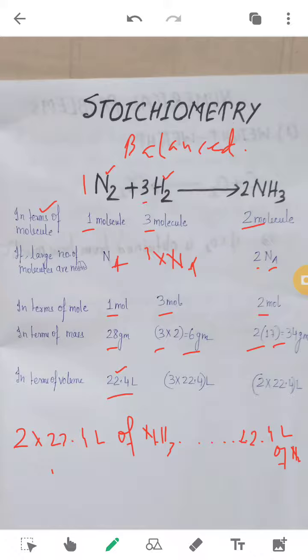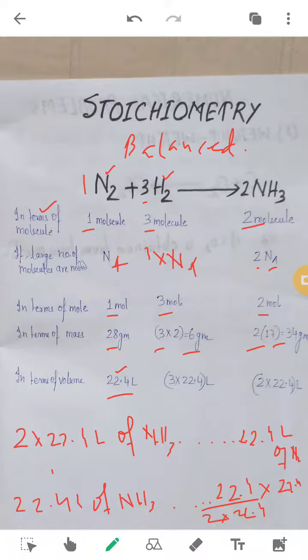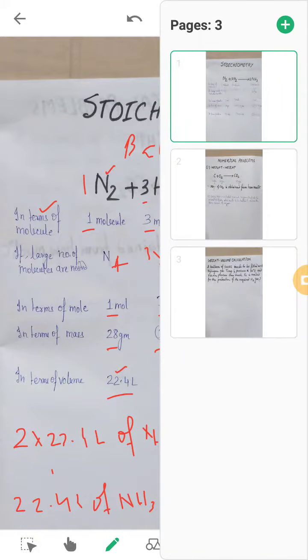And what did I tell you? You require only 22.4 liter of ammonia. So you require 22.4 liter of ammonia, and you want to find out how much nitrogen. So how do you do it? 22.4 divided by 2 into 22.4, as told, unitary method, multiplied by 22.4. You just cancel it, and what do you get? 11.2 liter of nitrogen. Okay, that's very simple. Next, go for some other problems.